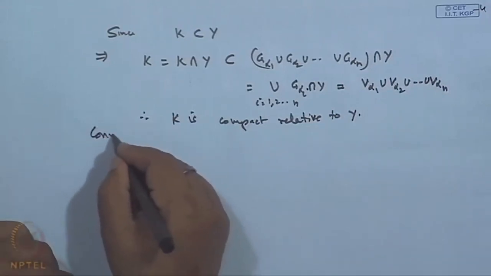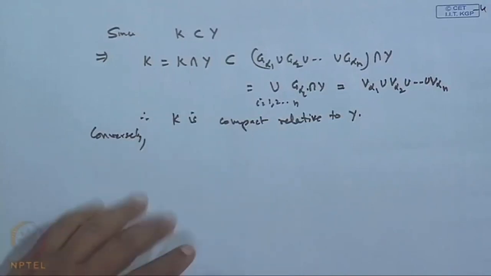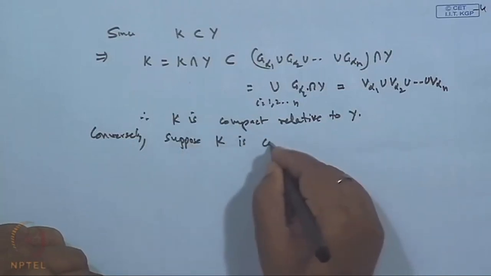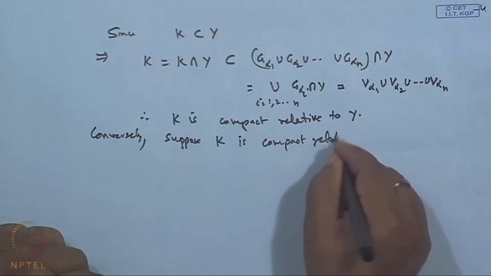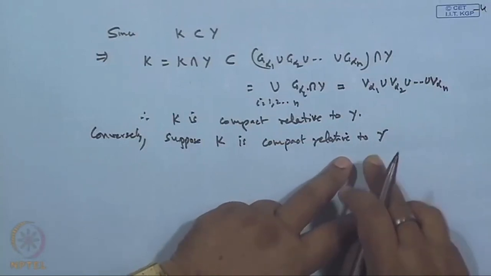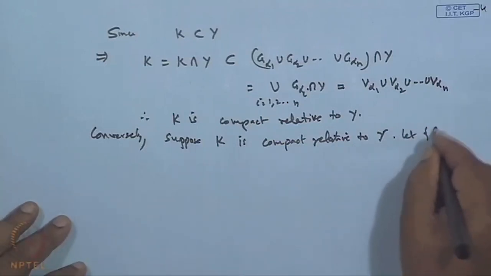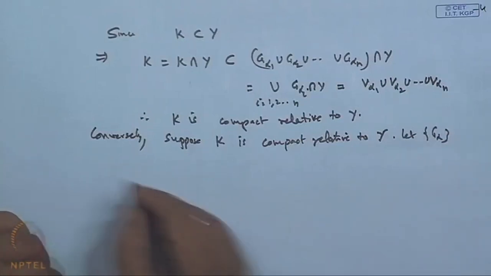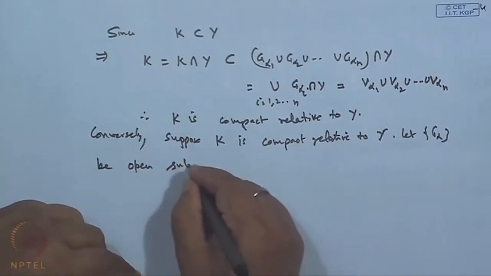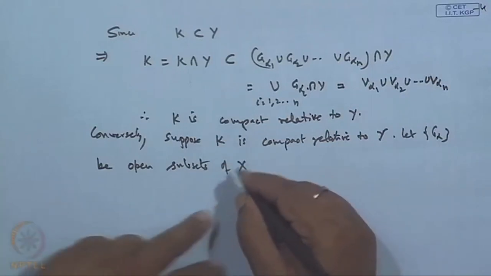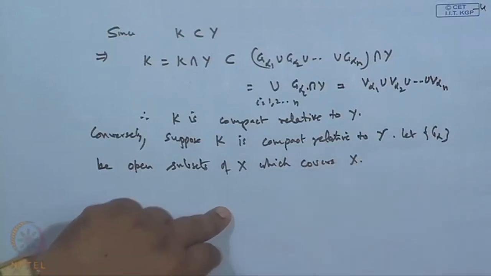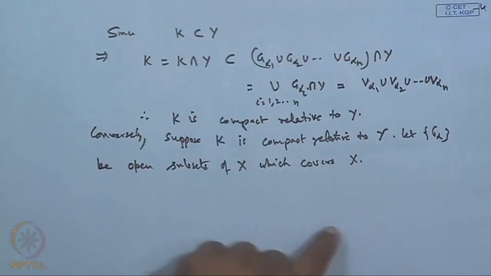Now, conversely, suppose K is compact relative to Y. We want to show K is compact relative to X. So let G alpha be open subsets of X which cover K. It's an open cover.